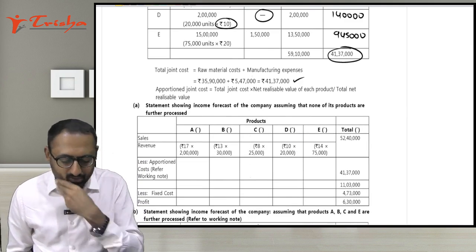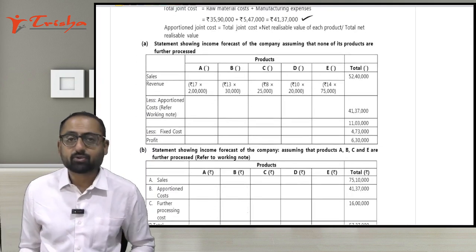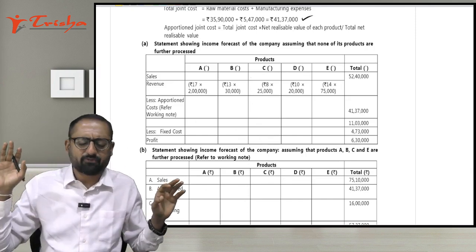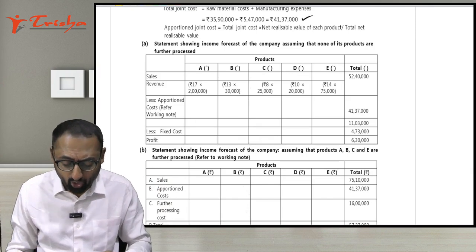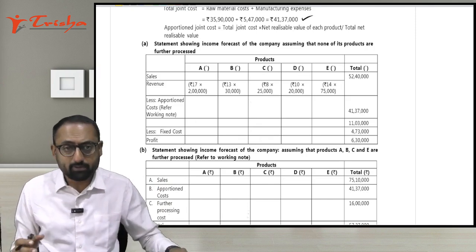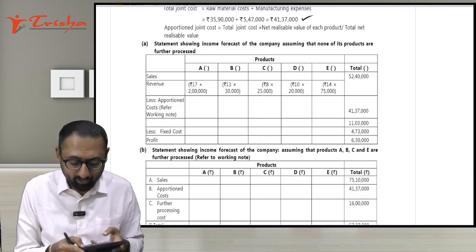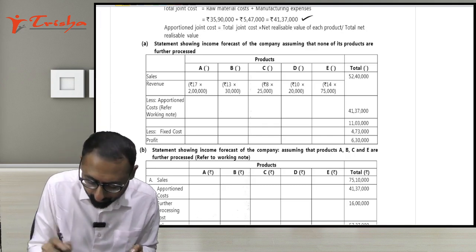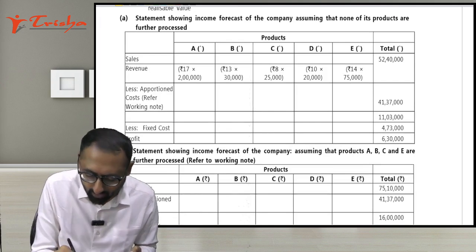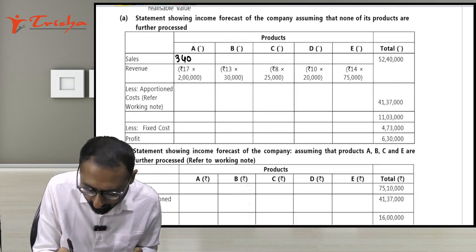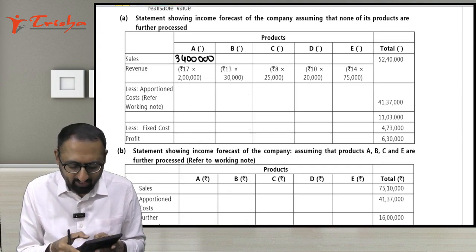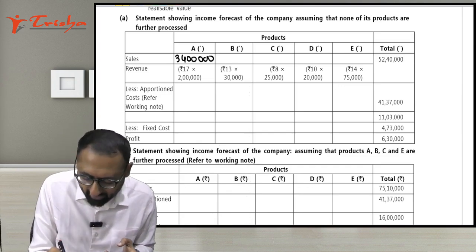Next statement, the first question: prepare a statement that none of the product is processed further. All the product are sold at the split off. So what will be the selling price? 17 multiplied by 2 lakh, 34 lakhs. Okay. Next one, 13 multiplied by 30,000, it will be 3,90,000.